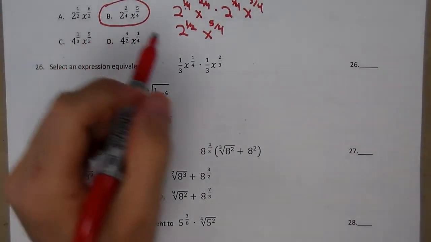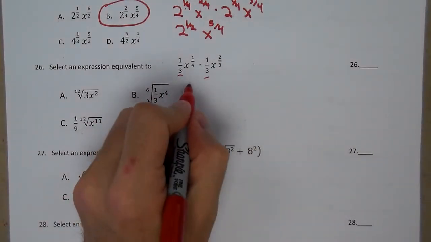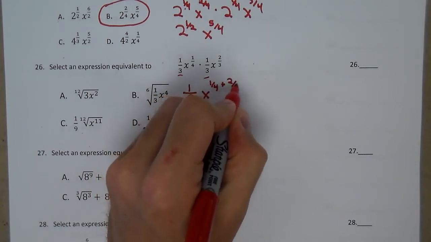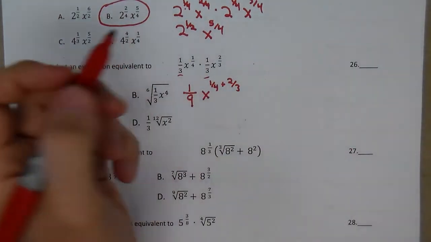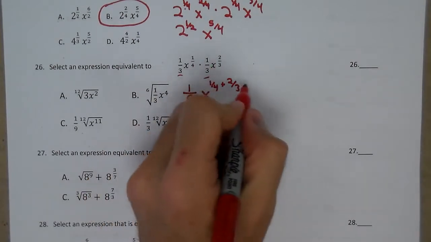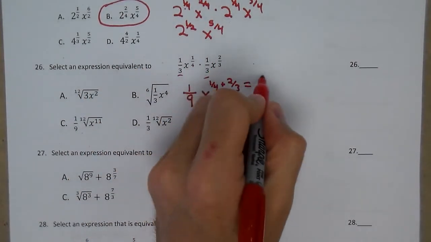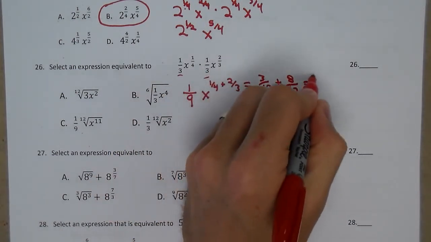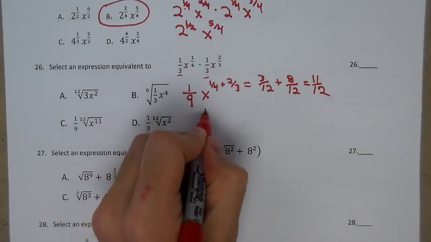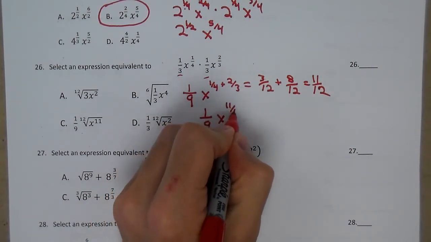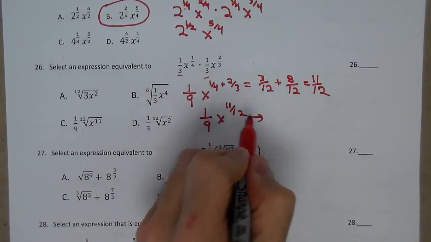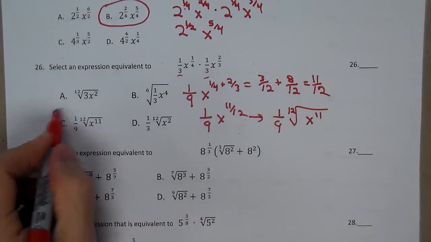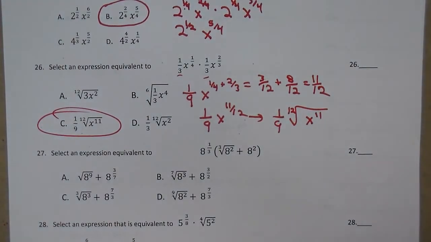We'll go to 26. Now I'm going to multiply these out in front, and that's going to be 1/9, and it's going to be x to the 1/4 plus 2/3. So here, if I add 1/4 and 2/3, they need to have a denominator of 12, so that's 3/12 plus 8/12, which is 11/12. So I got 1/9 x to the 11/12, which I could also maybe see as 1/9 the 12th root of x to the 11th, which I see there as answer C.